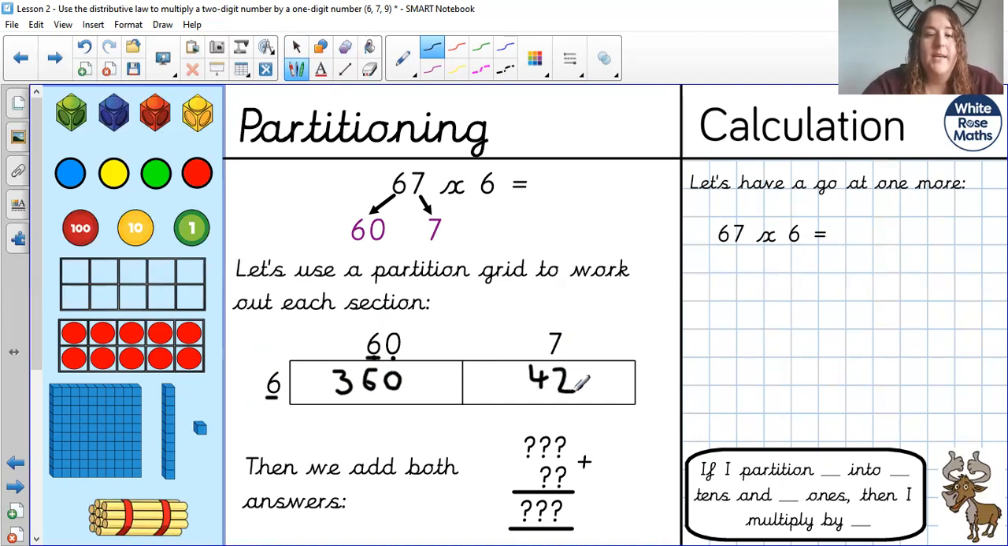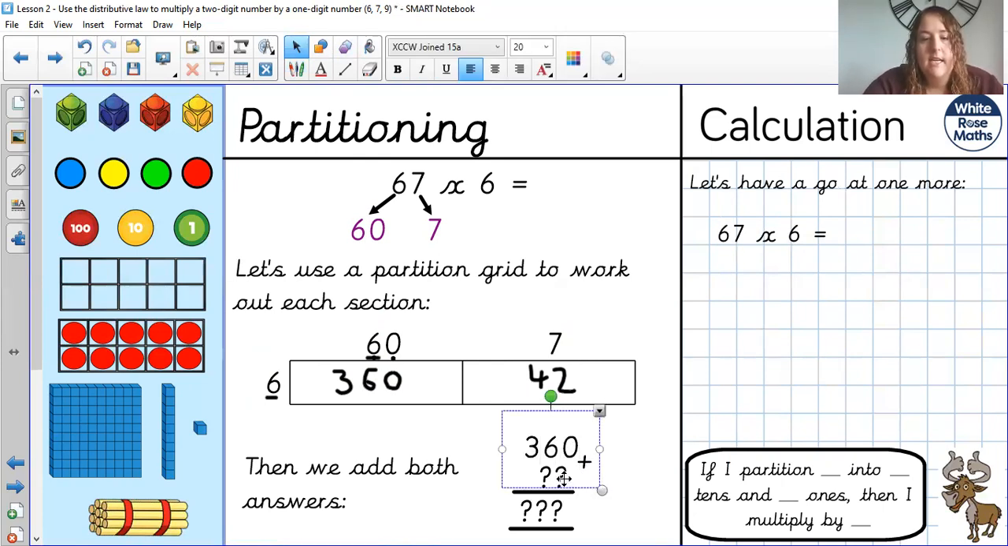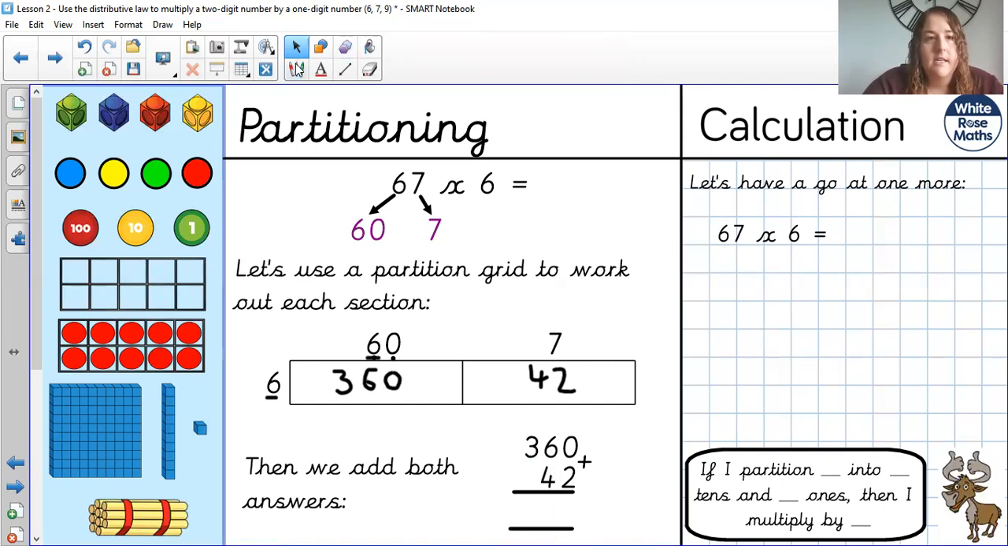Then all I need to do is add those numbers together. So I'm going to be adding together 360 and 42, making sure they're lined up, ones under the ones, tens under the tens. And then I can add them up.